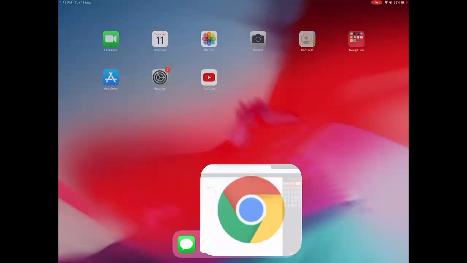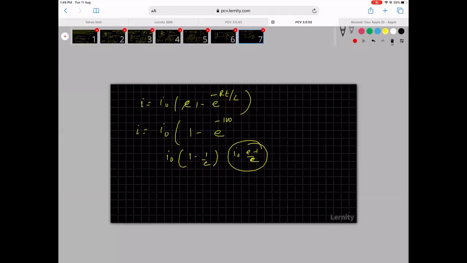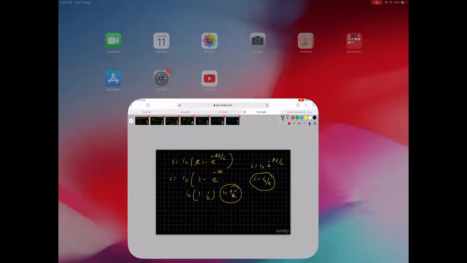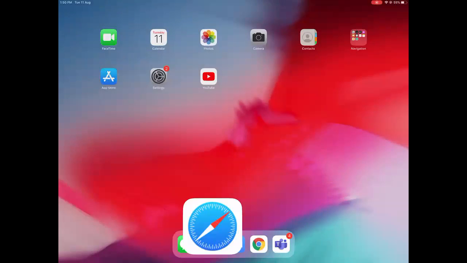So for declining current, it will become I is equal to I naught e power minus Rt by L. So when you substitute here, I will become equal to I naught by e. So that will be the answer. Okay. So that will look like the answer.